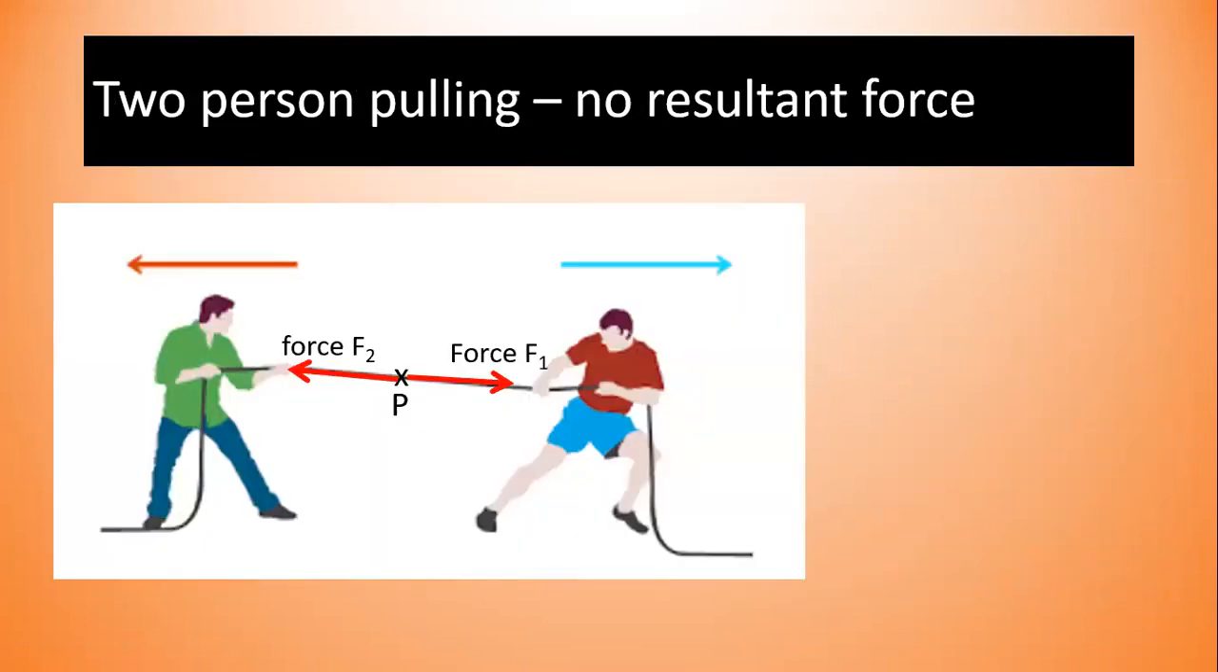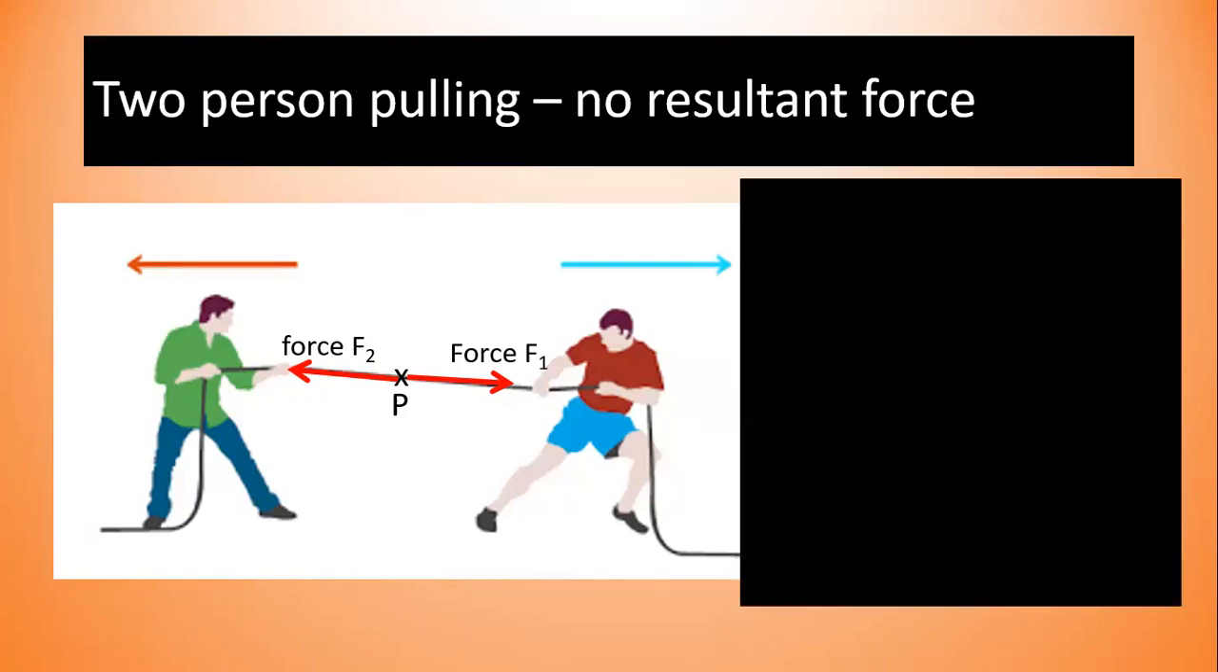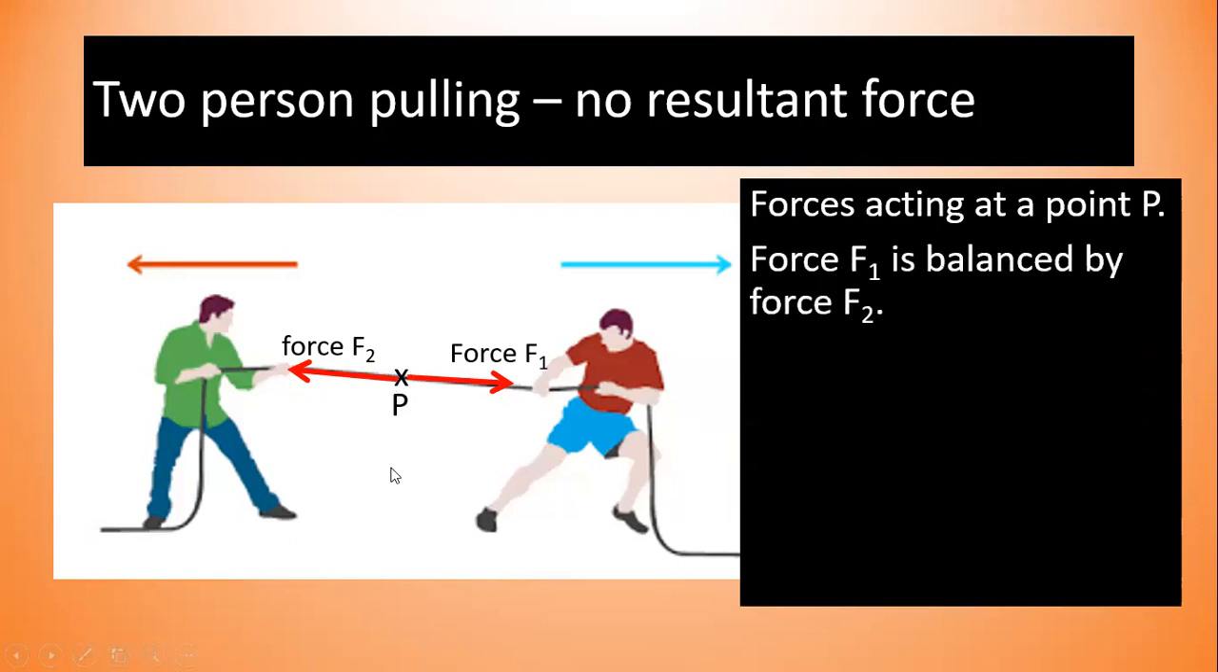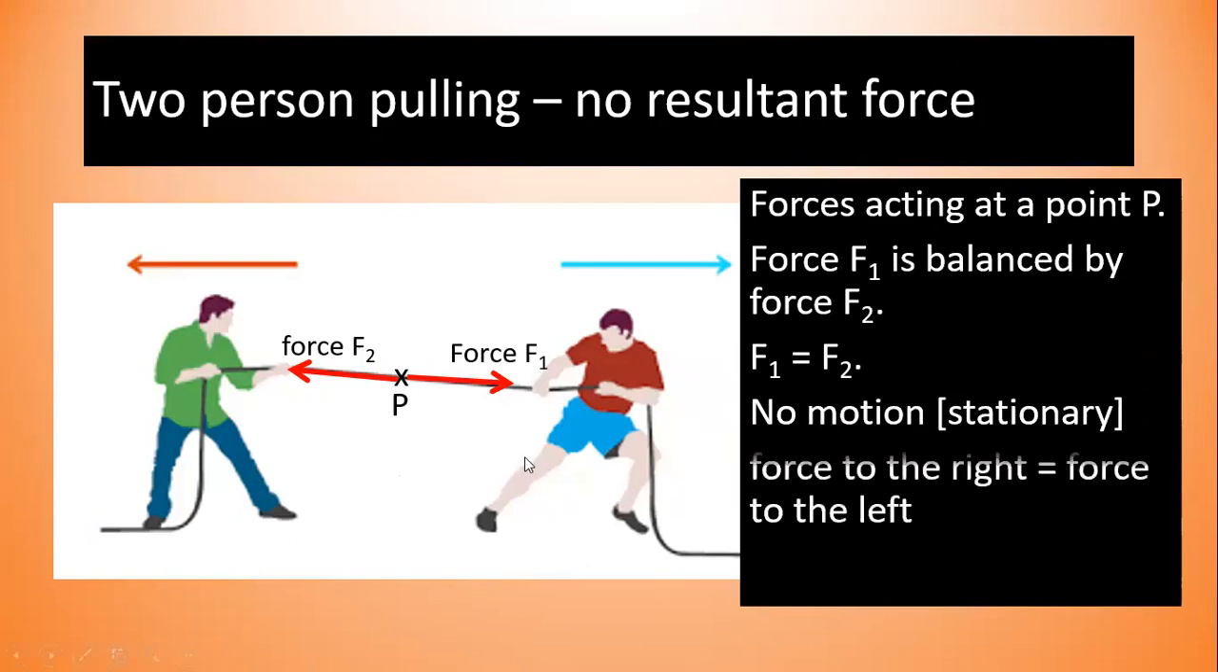Or this two-person pulling. Two-person pulling, no resultant force. Forces acting at that point P: F1 is balanced by F2. So that point P is stationary. No motion. Right? The point P remains stationary. Force to the right, F1, force to the left, F2.